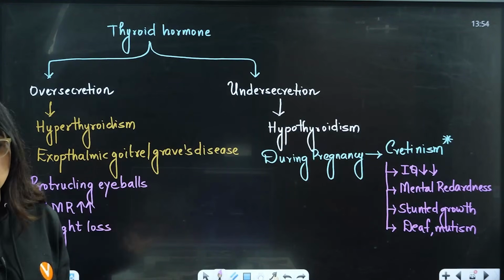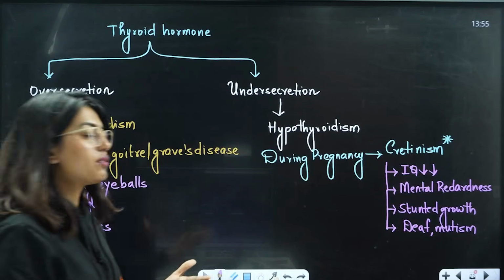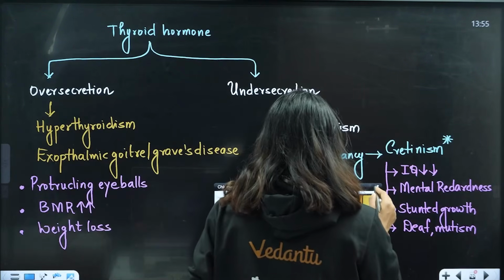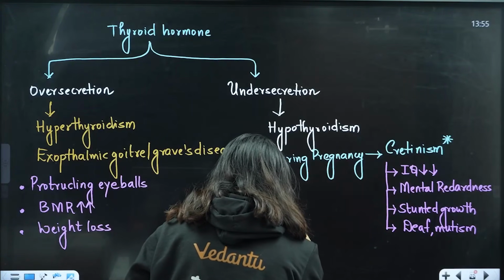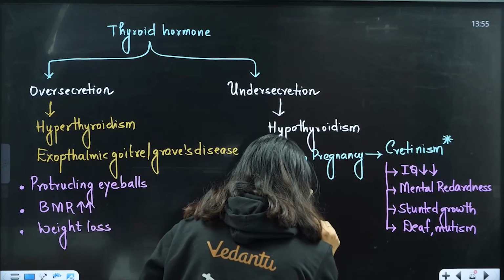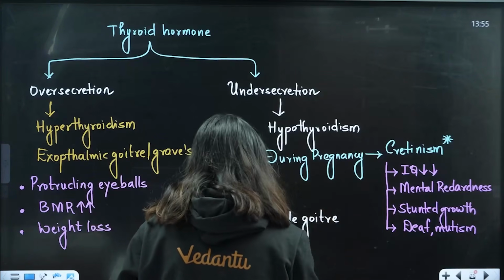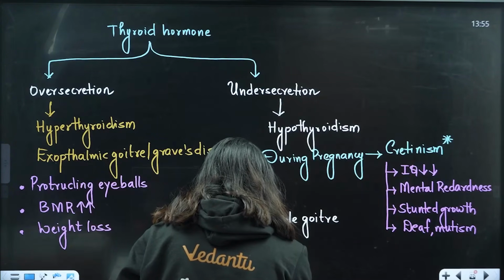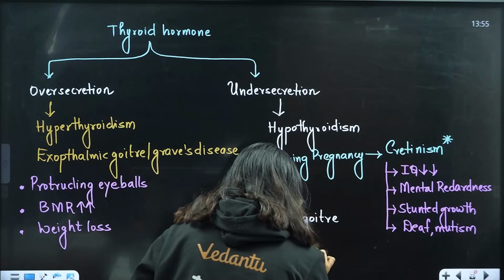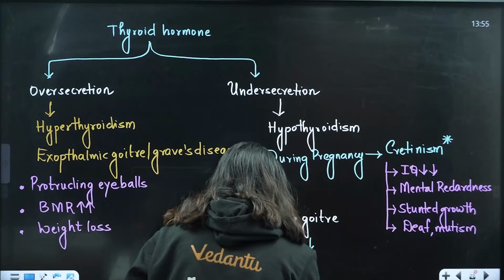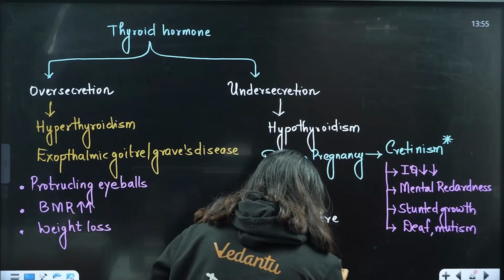Otherwise, students, goiter also can come. All of you know about goiter, right? Simple goiter is because of deficiency of iodine. That's why simple goiter mainly happens in people who don't have enough iodine in their body. So iodine concentration will be less. This will lead to swelling of the thyroid gland.